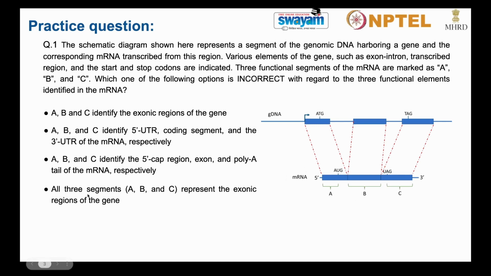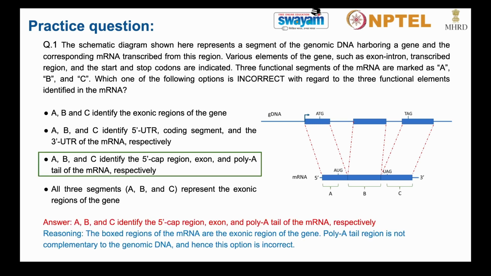And let's look at option 4, which says that all the three segments represent the exonic regions of the gene. So it is also true. Hence, the correct answer to this question will be option C, that is the third option: A, B, C identifies the 5' cap region, exon, and poly A tail of the mRNA respectively.